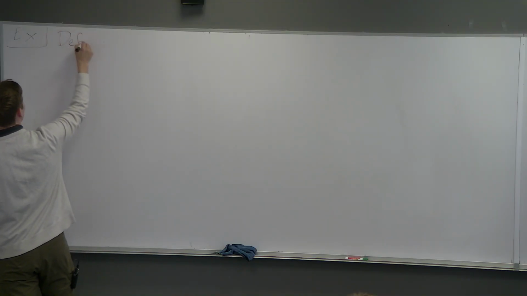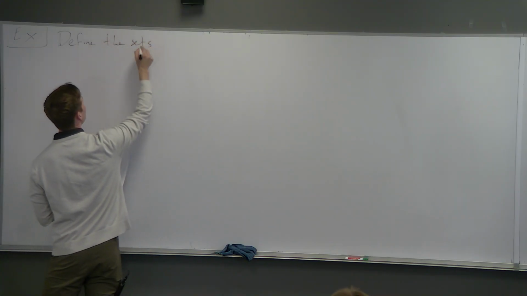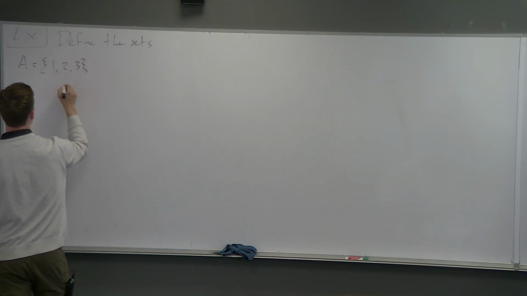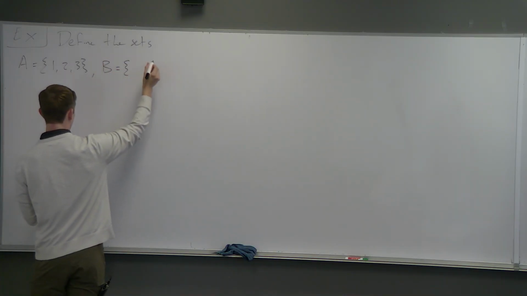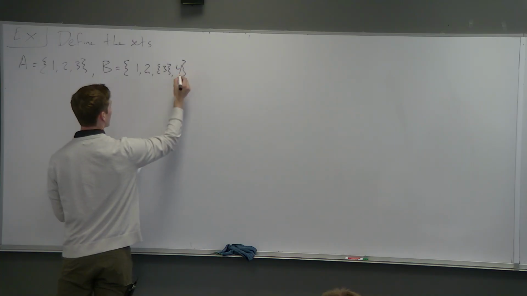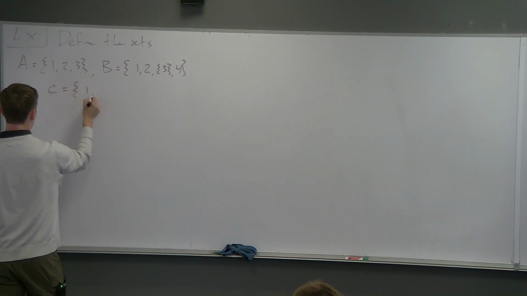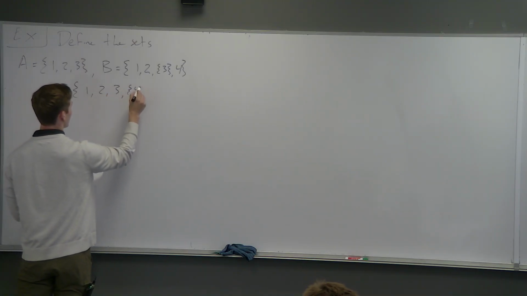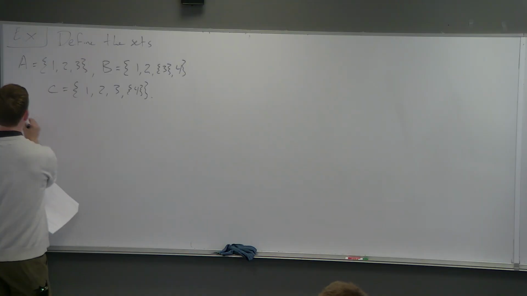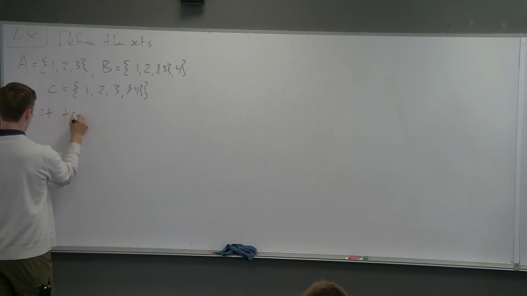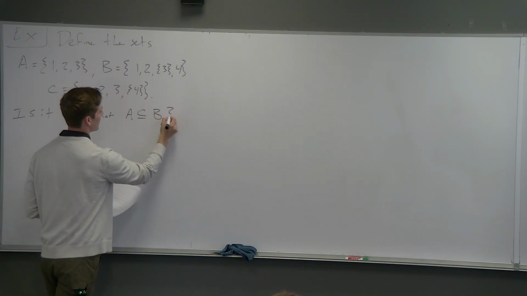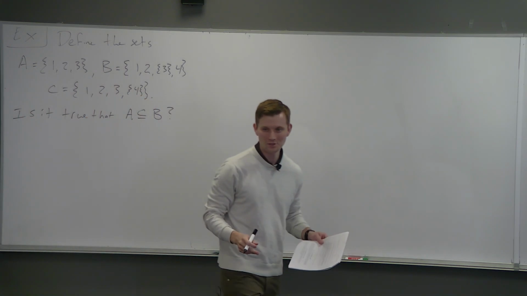Define the sets. Let's do A, which we'll do as 1, 2, and 3. B to be the set containing 1 and the set containing 3, and 4. And C to be 1, 2, 3, and the set containing 4. Is it true that A is a subset of B? That's my question to get you warmed up today.